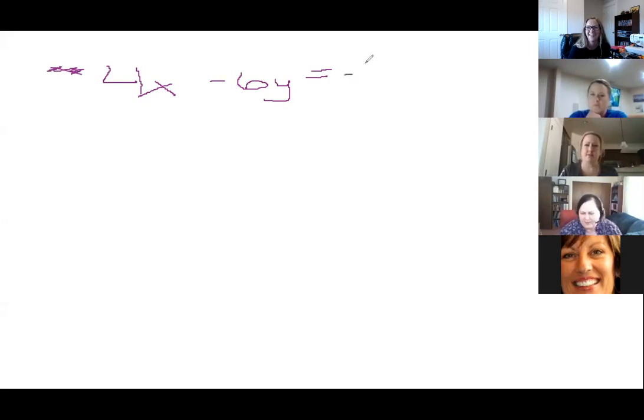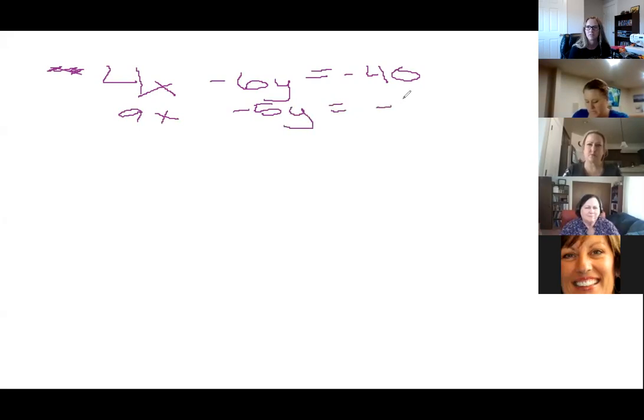40, and then we have 9x minus 5y equals negative 5. Okay, and then you were multiplying up here. We were multiplying by the negative 5. And down here, we'll multiply by positive 6.